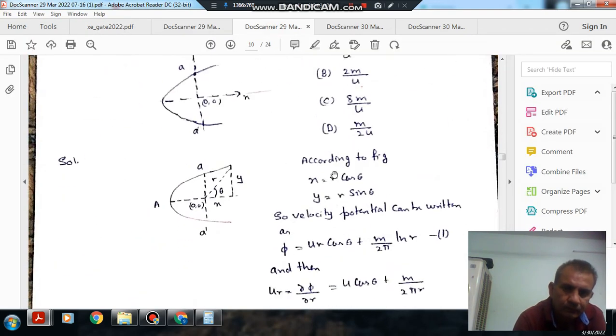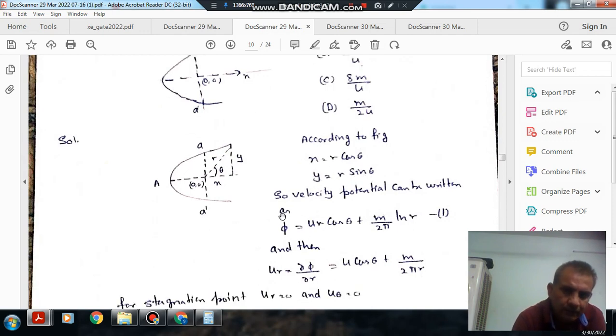So this is your a dash. Suppose this is your origin, and take any point on this curve at a radius r, so that the y coordinate is y and the x coordinate is x, and it is turning through an angle theta. So x can be represented as r cos theta and y can be represented as r sin theta.